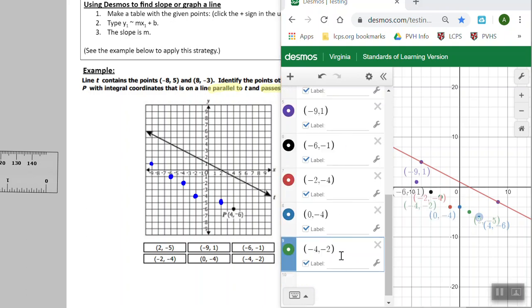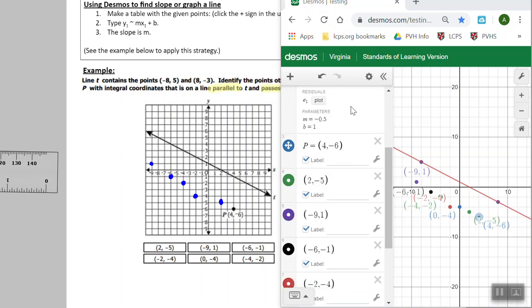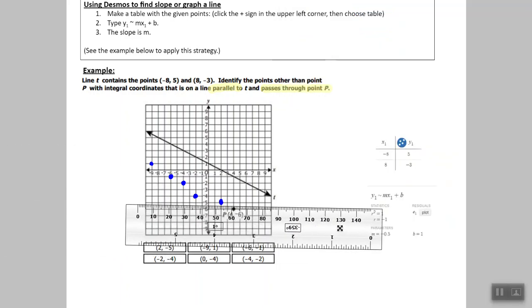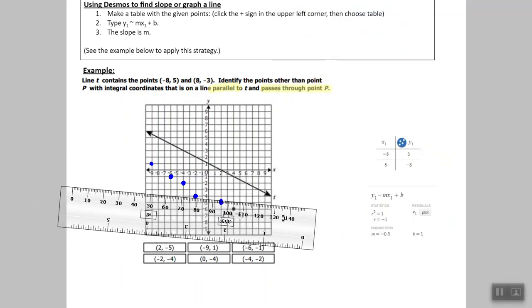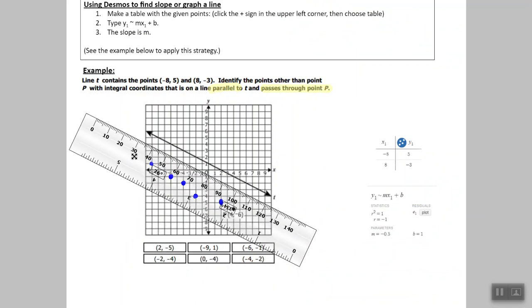Now I've got all my points typed into Desmos, and I can see which ones look like they line up with point P to make a line parallel to that one. I can also use the fact that the slope is -0.5 to make another table with point P and each of these points separately to see which ones have the same slope. Our SOL ruler we can pull out also. Now yours is going to look a little different from mine on the test, but it's the same idea.